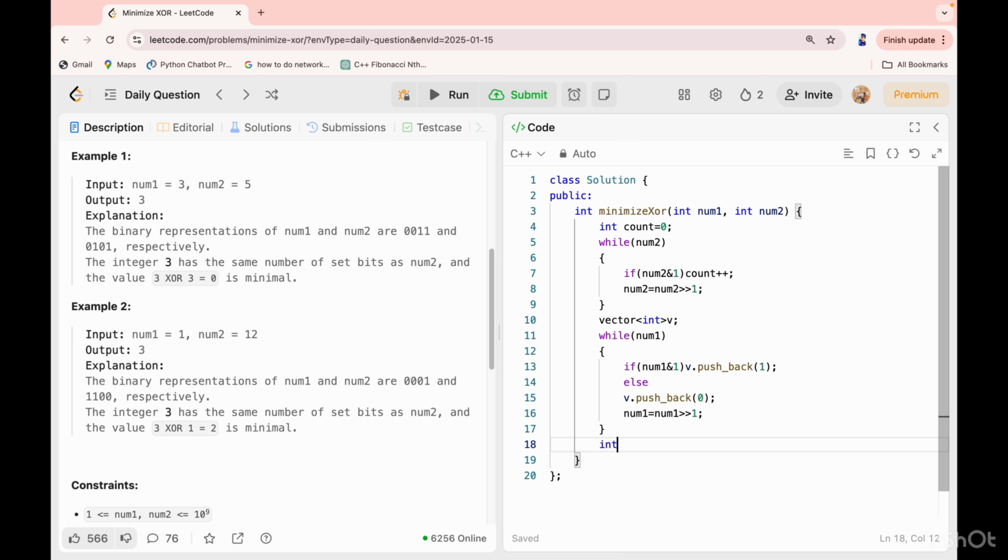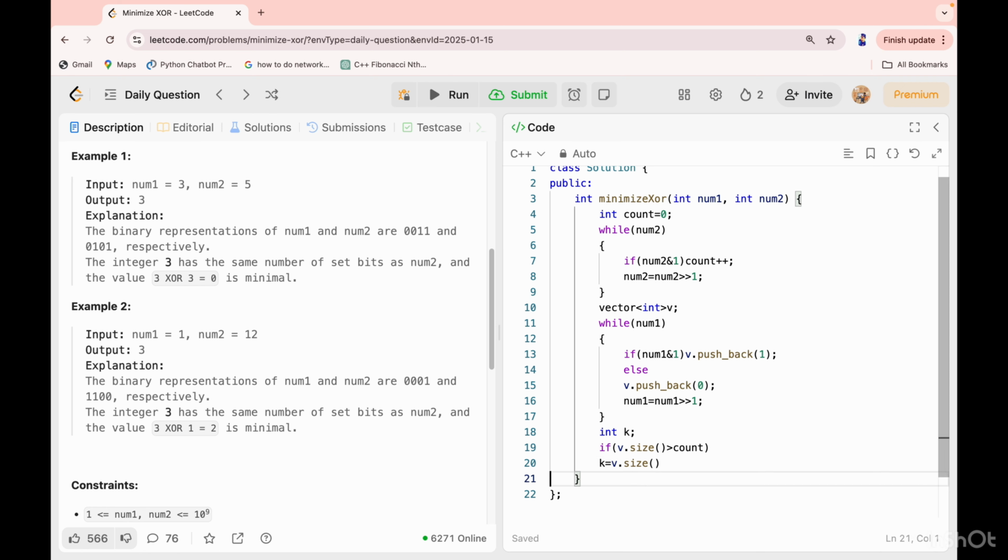Now we will take a number k. Why am I taking the number k? Just to determine the size of the answer array, which I have to find. Okay. So I can also make a maximum function, but a maximum function will not work here. So if the size of the vector is greater than count, so k will be equal to the vector size. Else, what is happening?